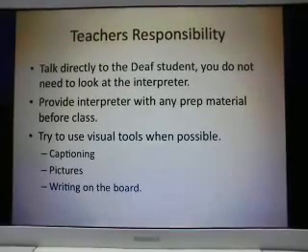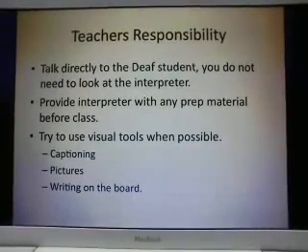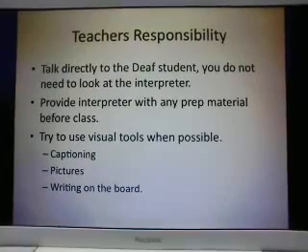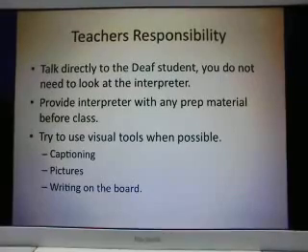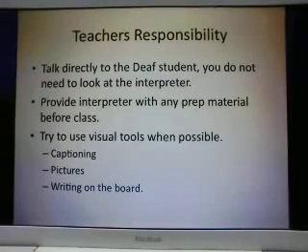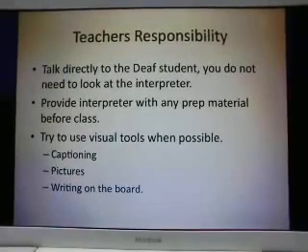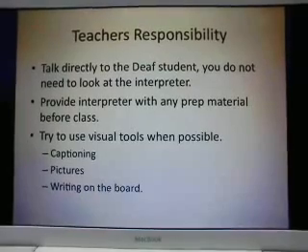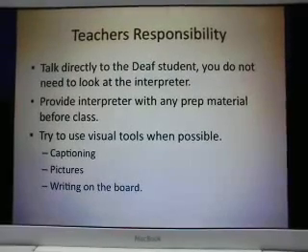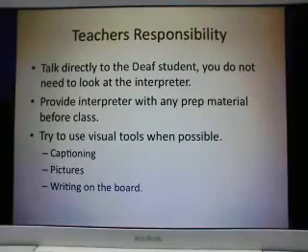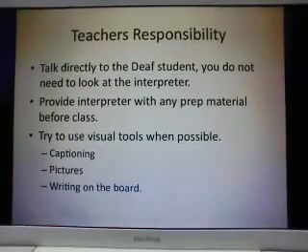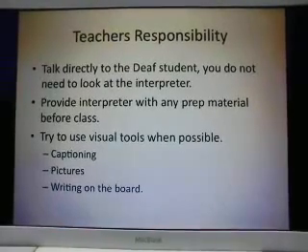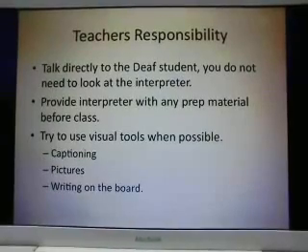You don't need to look at the interpreter. Also, if a teacher could provide the interpreter with any information before class, such as lesson plans, an outline for what you're going to be doing, or any PowerPoints you're going to be using. When the interpreter understands what's going to happen in class that day, it's easier for them to communicate the information to the deaf student. So overall, that's really important and helps the interpreters in the classroom.